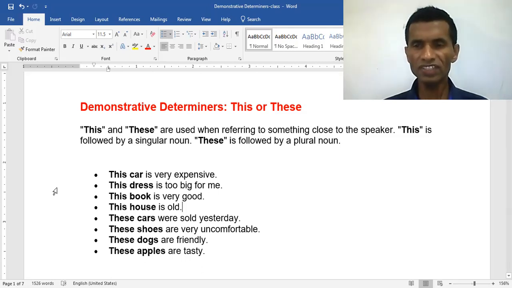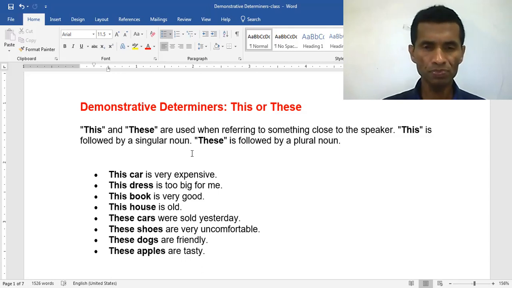This is followed by a singular noun. That means after the word this, we should use a singular noun. These is followed by a plural noun. It means after the word these, we should use a plural noun.